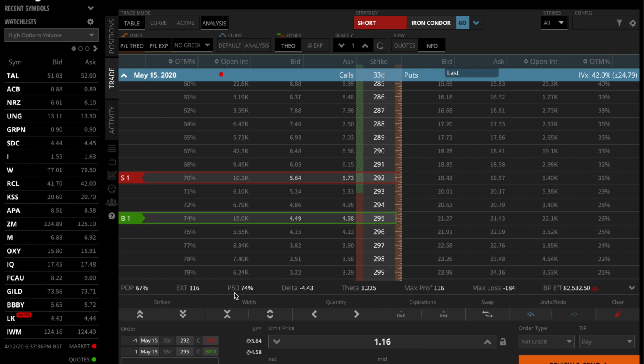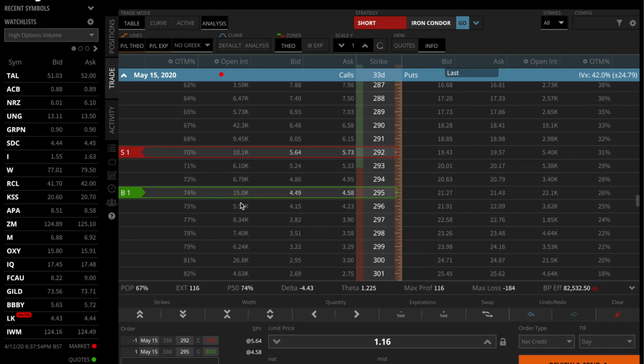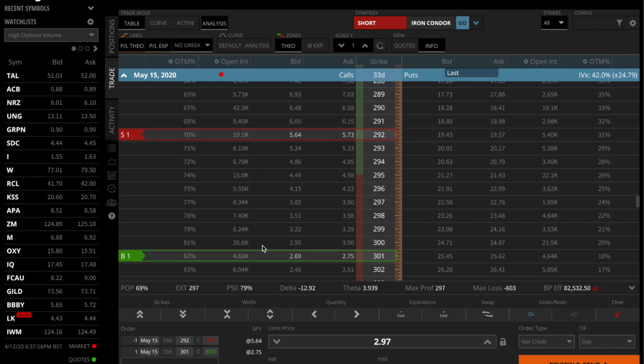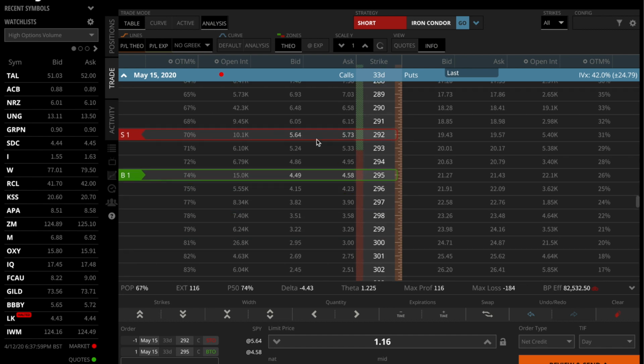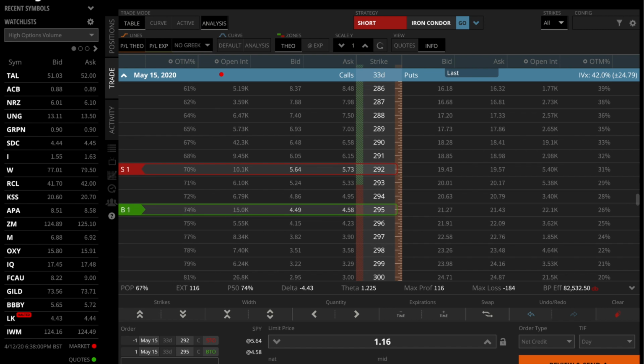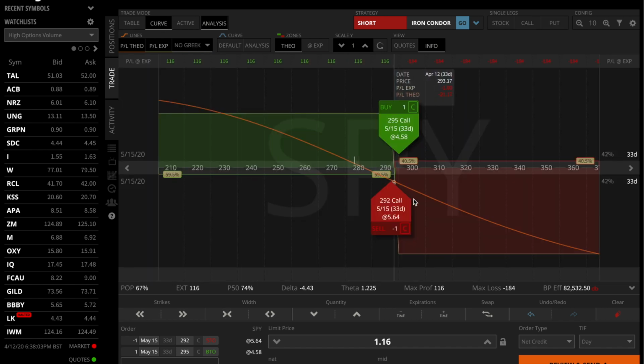Meaning that over 10 trades, you would have about 7.4 winning trades and the rest losers. And the losers are not going to be that big. The max loss would be 184, but there are ways to manage those losses and reduce them. That will be for another video. So this is how you can do a credit spread. You can move everything around, and that's how you really build that figure.